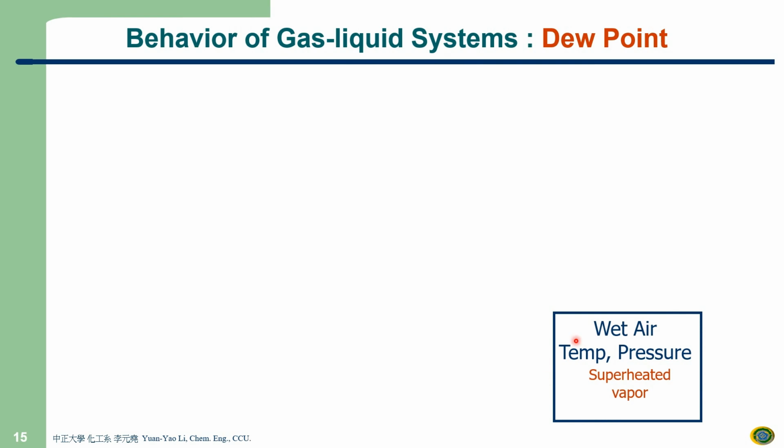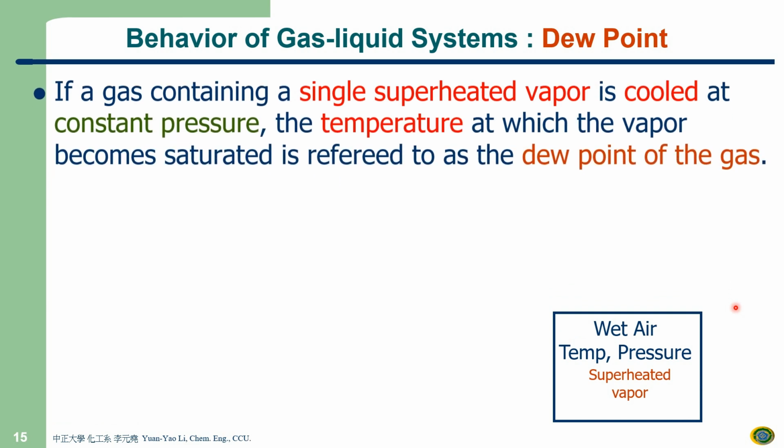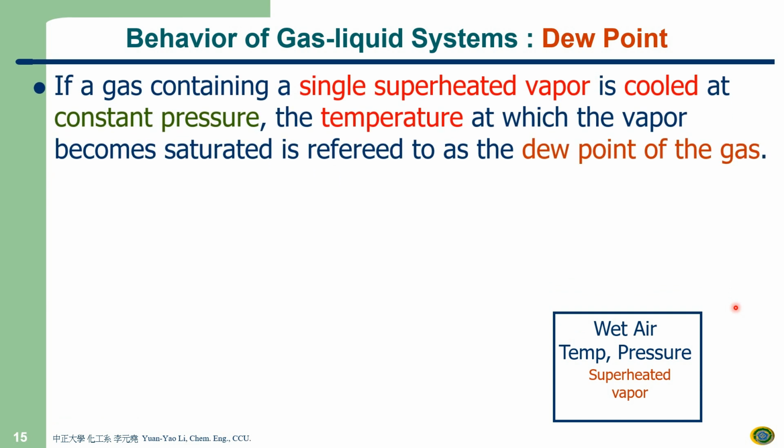So imagine this is a superheated vapor system. And I decrease the temperature or increase the pressure to have the first drop of liquid come out. And this is what we call dew point. So if a gas containing a single superheated vapor is cooled at constant pressure, the temperature at which the vapor becomes saturated is referred to as the dew point of the gas. Okay? So decrease the temperature or increase the pressure, superheated vapor, and to become what? To become saturated vapor.